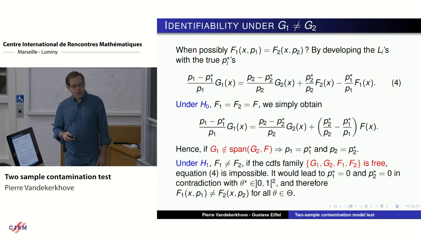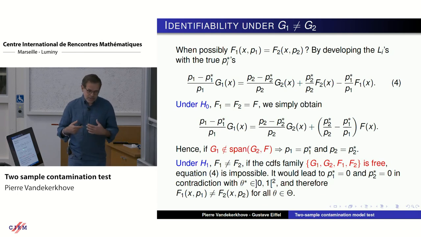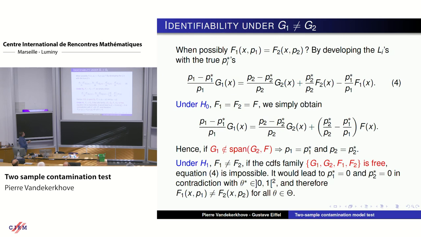So now we have to discuss the identifiability in this kind of situation. So what happens under H0? If you look at this condition, the perfect matching F1 of P1 is equal to F2 of P2, and you develop this expression, you get this development. So under H0, what happens if F1 is equal to F2? These two components merge together into a single component here. And if you suppose that G1 is not in the span of G2 F, you just discuss a very simple freedom for a family of functions.